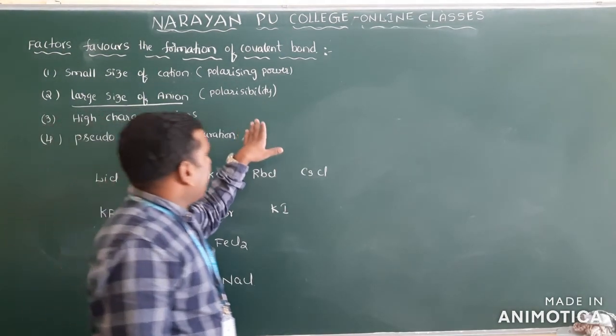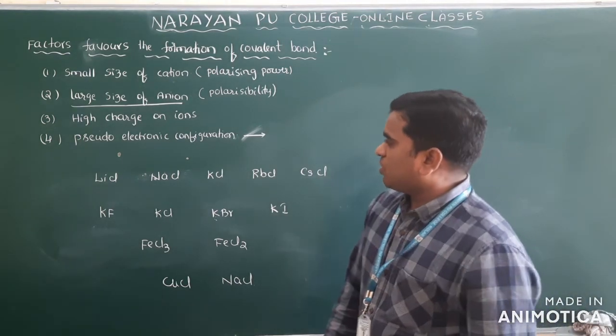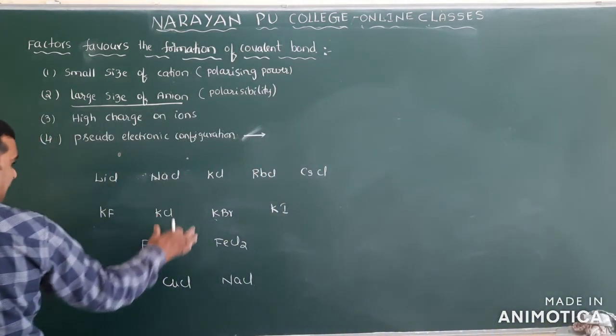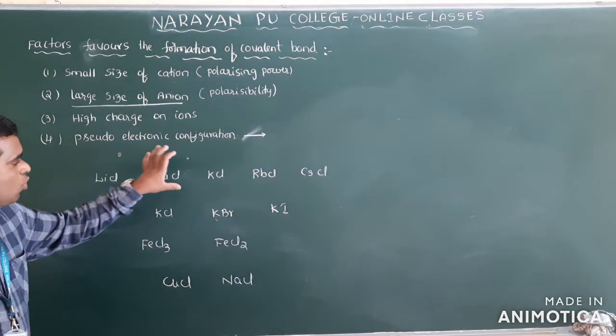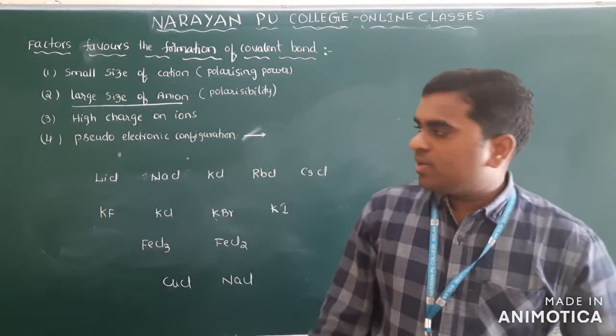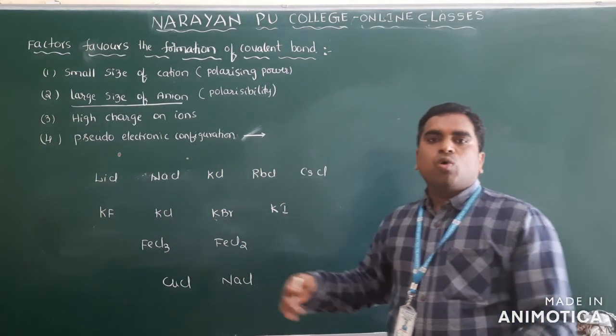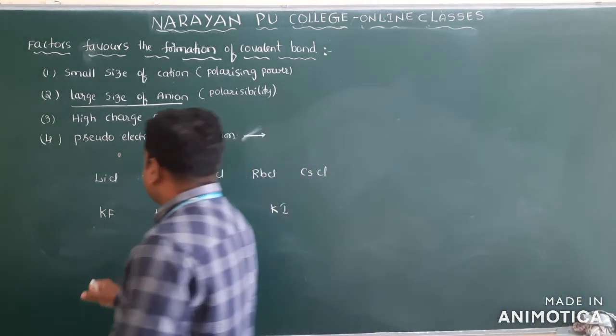So now, I have discussed here 4 points towards the formation of covalent bond, and based on the concept you have to do these questions. Clear? So you have to write the covalent character order. Which compound will have more covalent character? Clear? We have to answer it. See the first one.